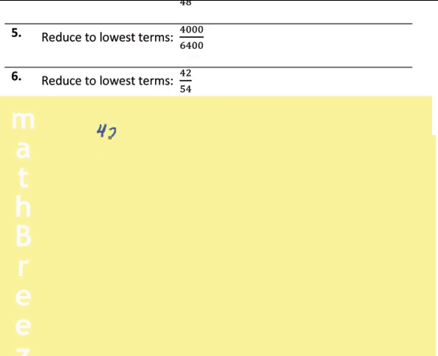Okay, again, number 6, we have 42 over 54, and we want to reduce to lowest terms. We might notice that numerator and denominator are both divisible by 6. So divide by 6, here we get 7, and divide by 6, here we get 9, 7 over 9. So we can no longer divide numerator and denominator by the same number except for 1, so we've reduced to lowest terms.